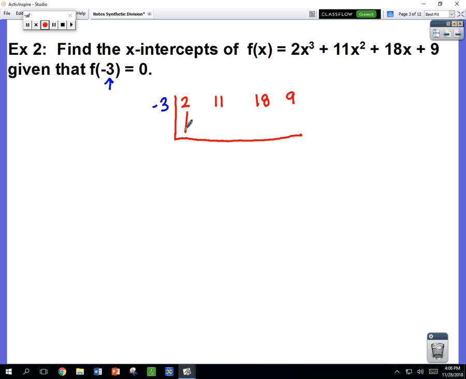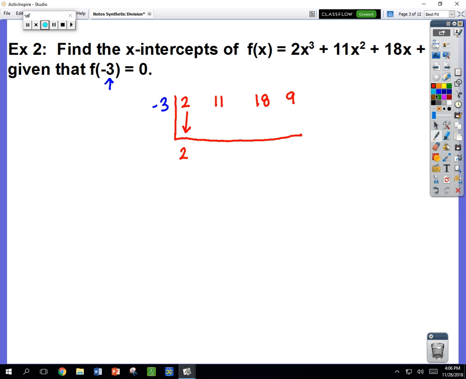So again, you bring the first one down. I get 2, multiply those. 2 times negative 3 is negative 6, and then I would add. That gives me 5. Multiply those, and I get negative 15. And then I would add. I get 3. Negative 3 times 3 is negative 9. That should give me 0, and it did.